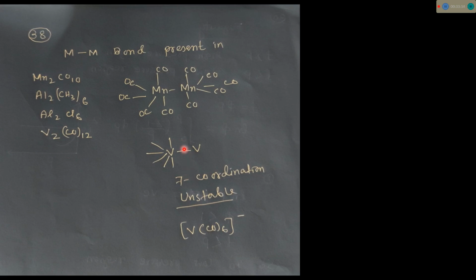So instead of dimerization, it will accept an electron from the metal and transform into a carbonylate anion. This type of anion is called a carbonylate. But in the questions, I am sure that V2(CO)12 is also there, but in the 4 options, one option is Mn2(CO)10.